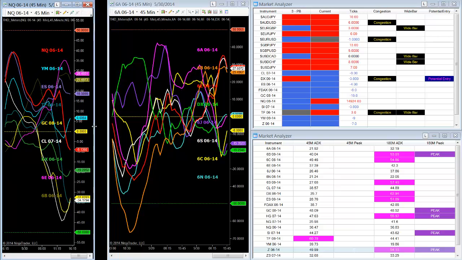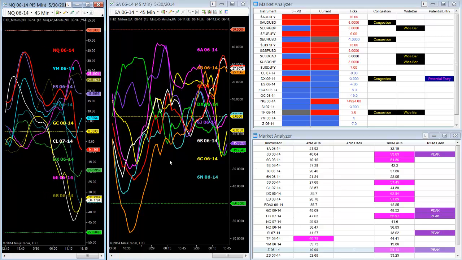I also have one where I measure all of the currency futures. As you can see, all of the currency futures are inserted in this one window. So I have the Aussie, the British pound, the euro, the dollar index, the yen, the Swiss franc, the Canadian dollar, and the New Zealand dollar.